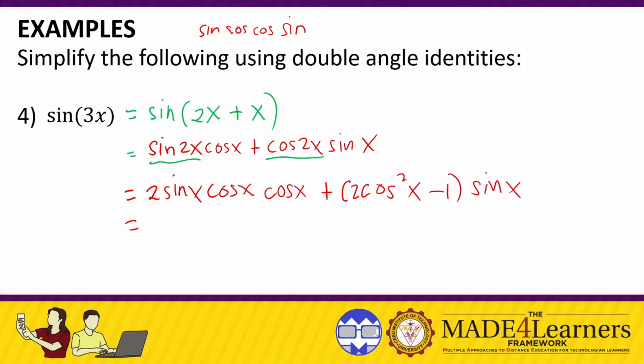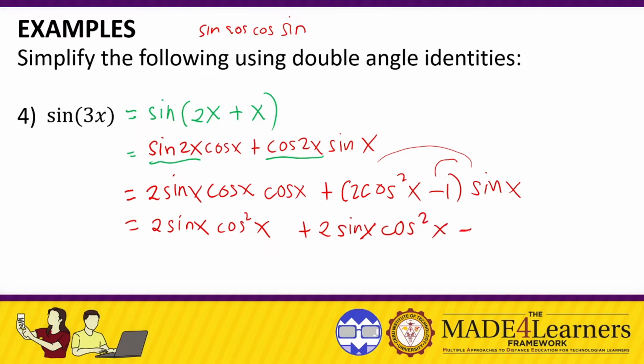Okay, so then let's simplify further. So we have 2 sine x cos squared x plus, so distribute. So we have 2 sine x cos squared x minus sine x. Okay, so this is the reason why I used the second form of the cos 2x, this here, instead of the sine. The reason is because I want to combine these two.